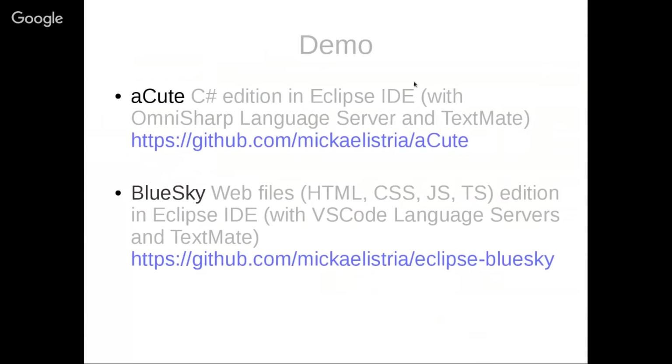So the projects I showed you are Acute, which is on GitHub, and Blue Sky, which is on GitHub as well. The first one is about C#, and the other one is about web-based development using mainly the VS Code language servers. Again, the collaboration was provided by Textmate and the TM4E project. We will probably make those projects part of the Eclipse.org ecosystem very soon.